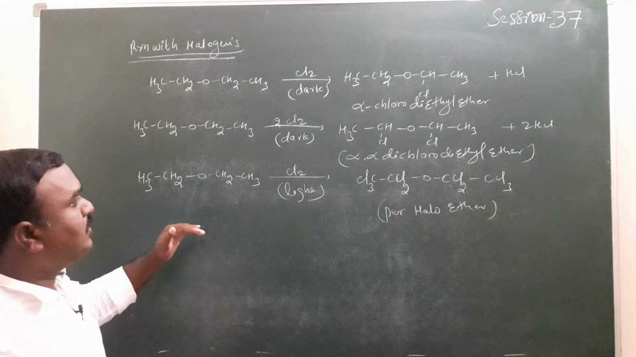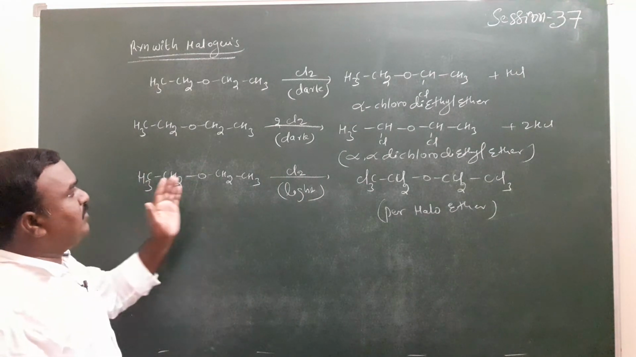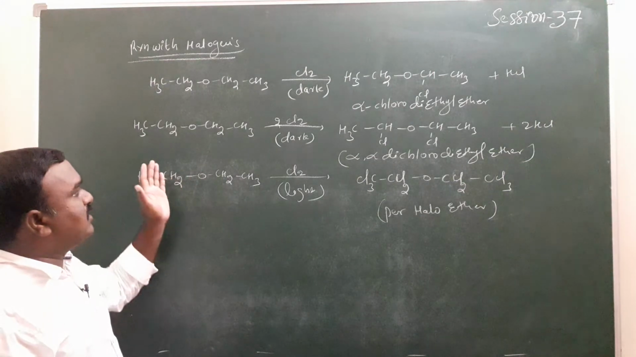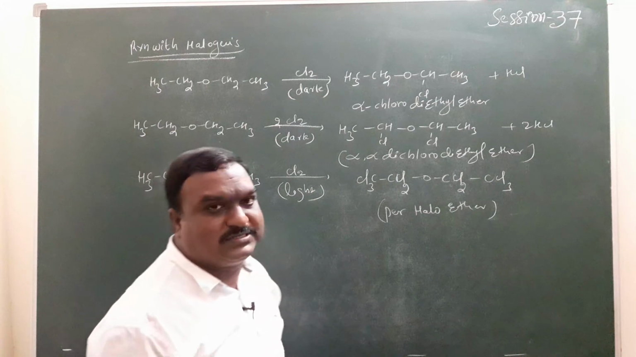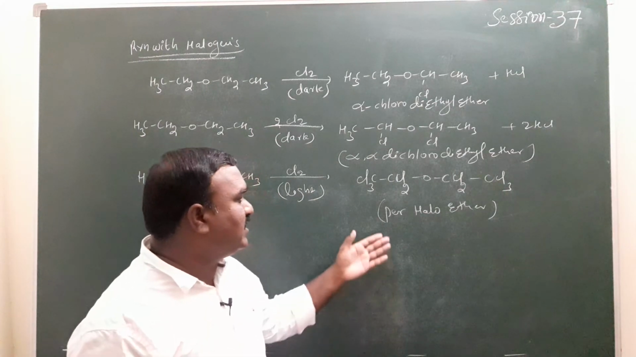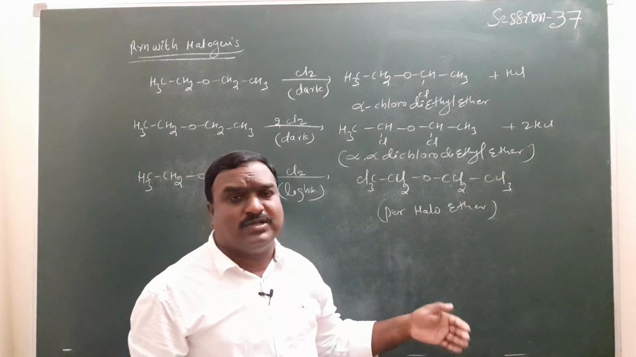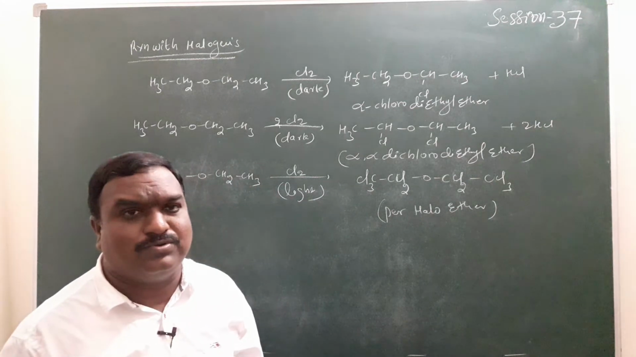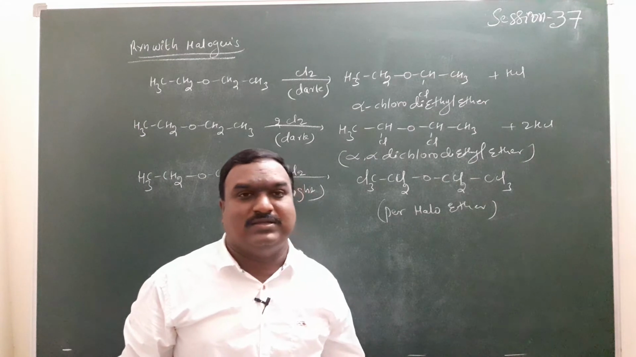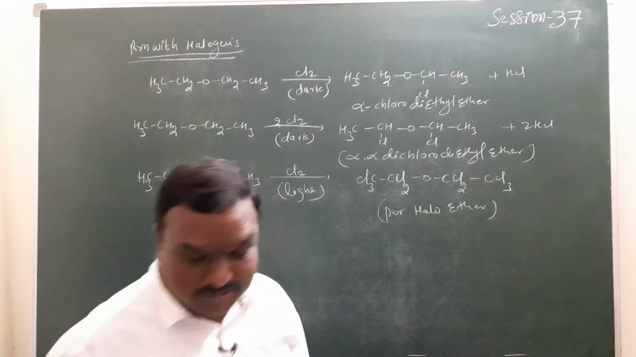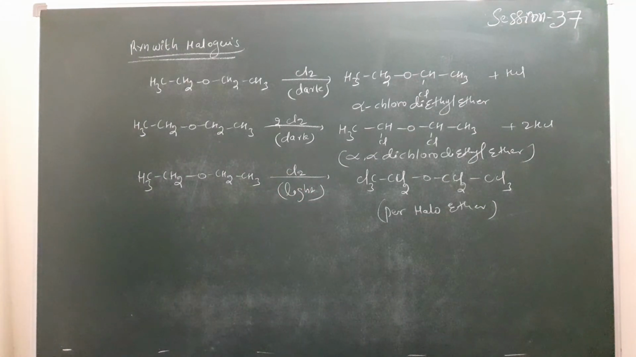This is the way to write the products wherever chlorine or bromine react with ethers. Based on the conditions, we can write the products. If dark condition is given, we cannot make this type of product, even with excess chlorine. Based on the conditions, we should write the product in these reactions.